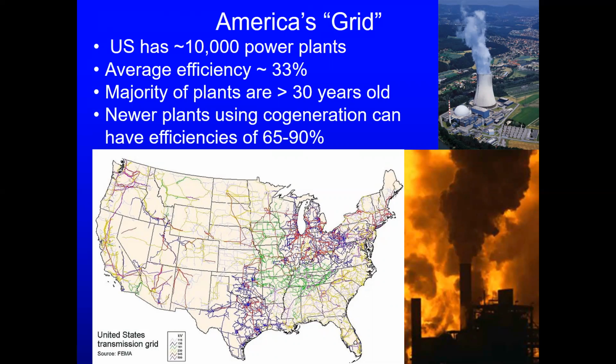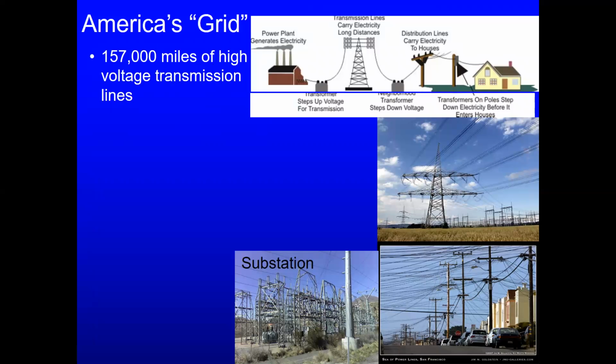All right, so new power plants can actually be a whole lot more efficient, but it's really expensive to build new power plants. They can put in cogeneration, all kinds of neat stuff, but it's really expensive to build new power plants. We also have other issues. Who wants a power plant next to their house?